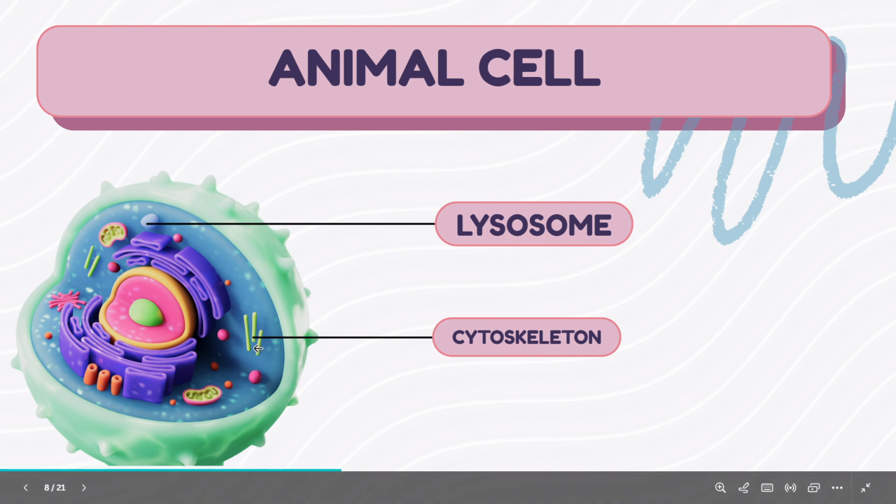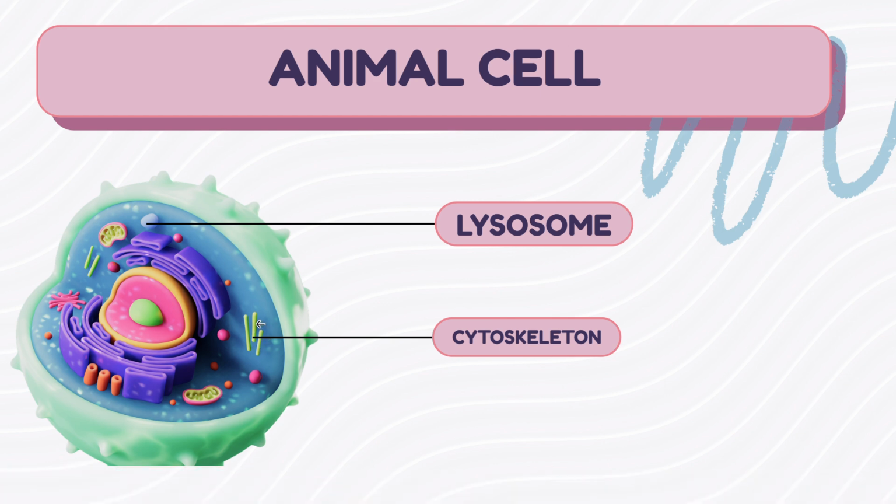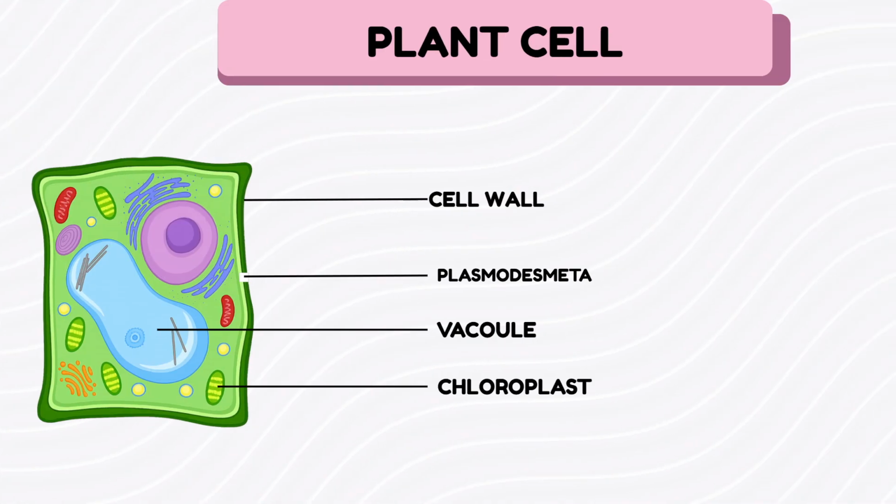Coming to the next, as you can see, these are the fibers, bundles of fibers, and they give structure to the cell, and they are responsible for cell division, which you will know more about in some other videos. Moving on to the plant cell, except for the common organelles, it also consists of a cell wall.